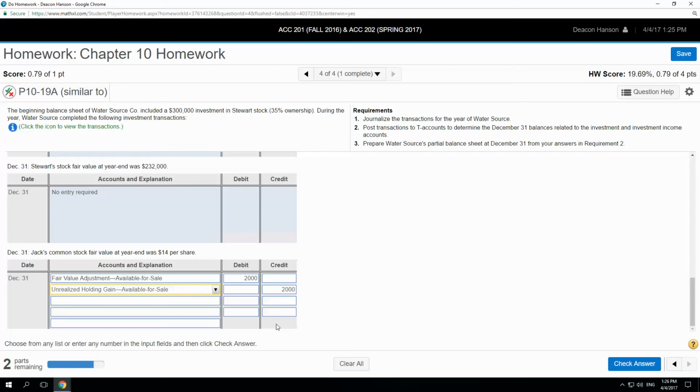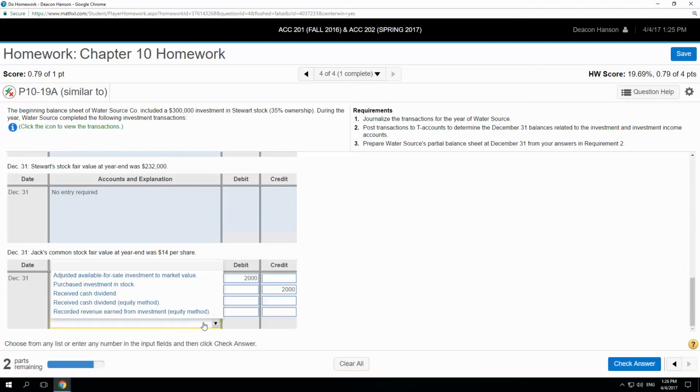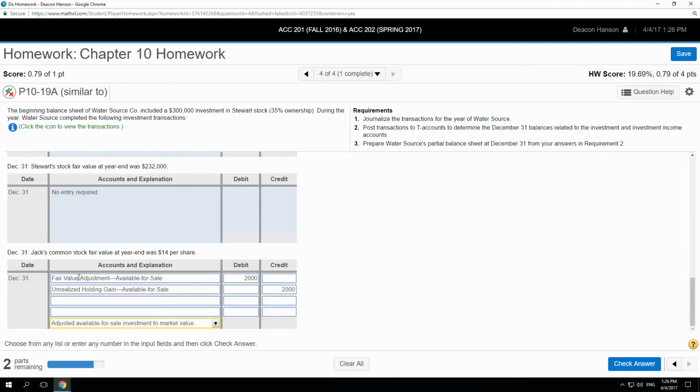And then we don't want to forget that we're going to have to combine that fair value adjustment with another number to get the balance on our balance sheet. Okay. So this is to adjust available for sale securities to market value.